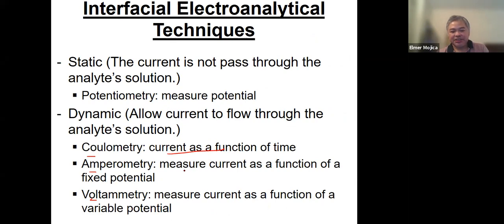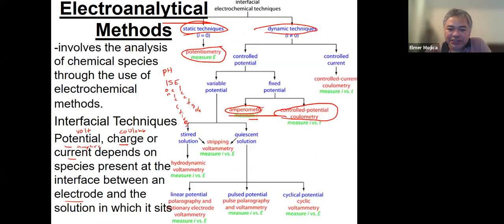Compared to amperometry, it's just a measure of current as a function of fixed potential. Now, when your potential is variable, you have voltammetry. Those are the different electrochemical or electroanalytical techniques that you have. Now, for the variable potential, you can have a stirred solution or a quiescent solution, and both of them measure current versus potential.